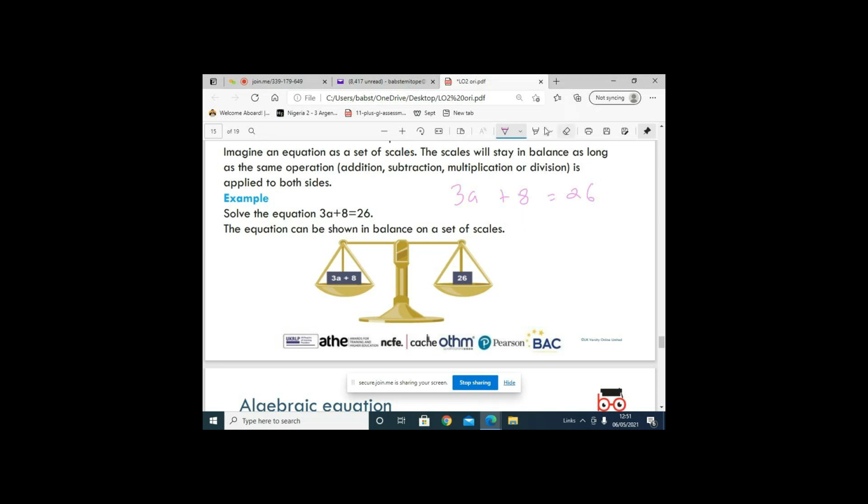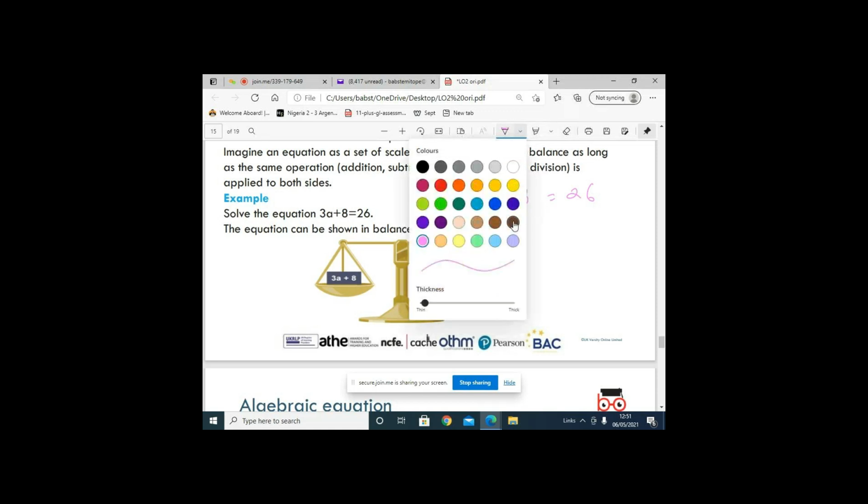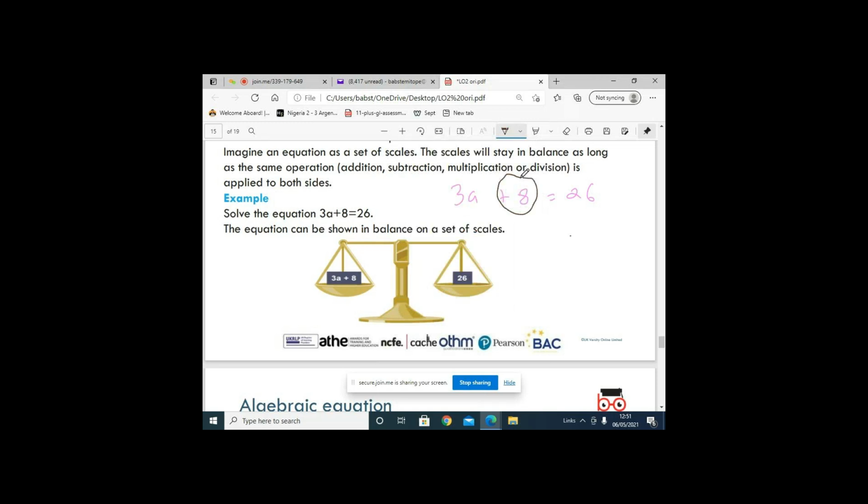So, when you see this sign here, this is positive 8. So when you move the positive 8 to this place, when it crosses the equal sign, it becomes negative. So it's now going to be 3a equals 26 minus 8. So it now becomes 3a equals what? 26 minus 8 is what? 18. Yes.